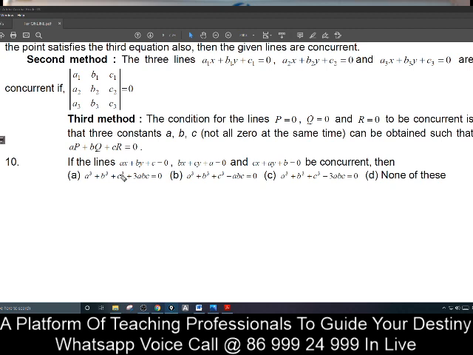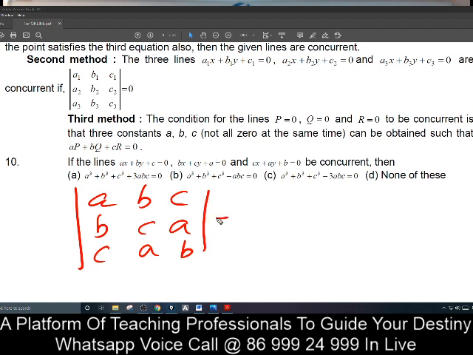here also the question, please. If ax plus by plus c equals 0, bx plus cy plus a equals 0, cx plus ay plus b equals 0 are concurrent, then what is the condition? You write straight away the determinant: A B C, B C A, C A B is equal to 0.